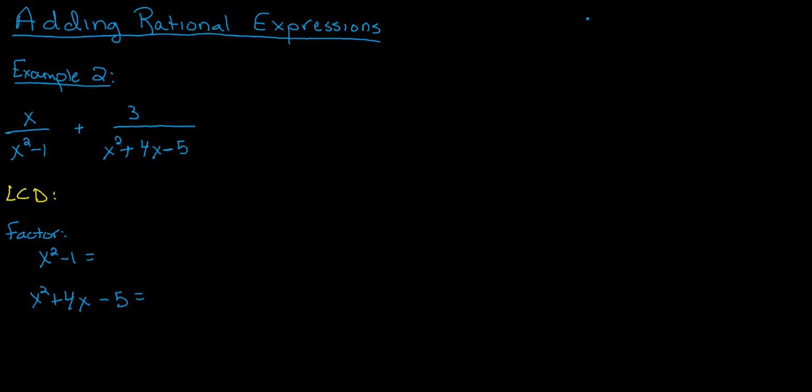Everyone, in this video we're going to continue looking at adding rational expressions. So for example 2, we have x over x squared minus 1 plus 3 over x squared plus 4x minus 5. You may want to pause the video and try this problem yourself and then come back and see how you did. To begin, we need to find the LCD, the least common denominator.